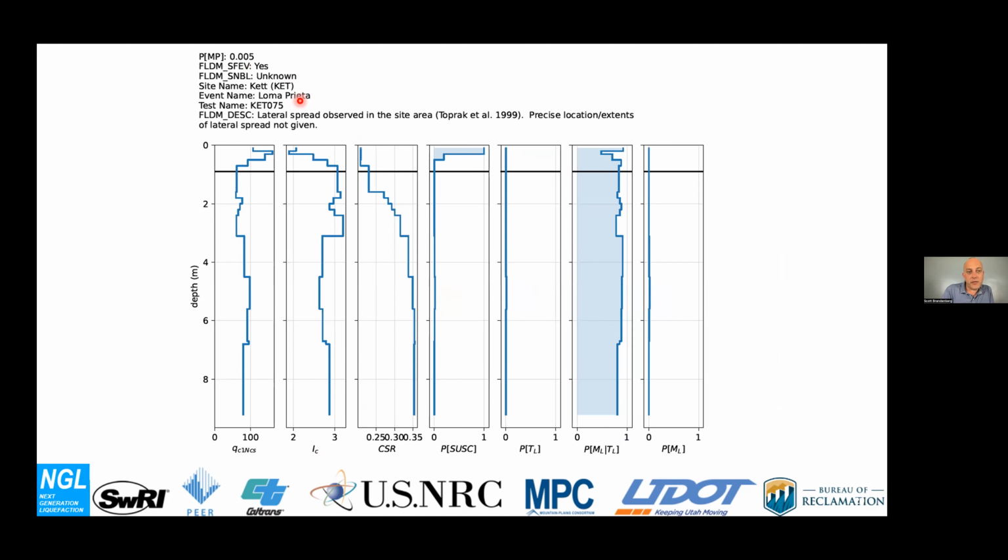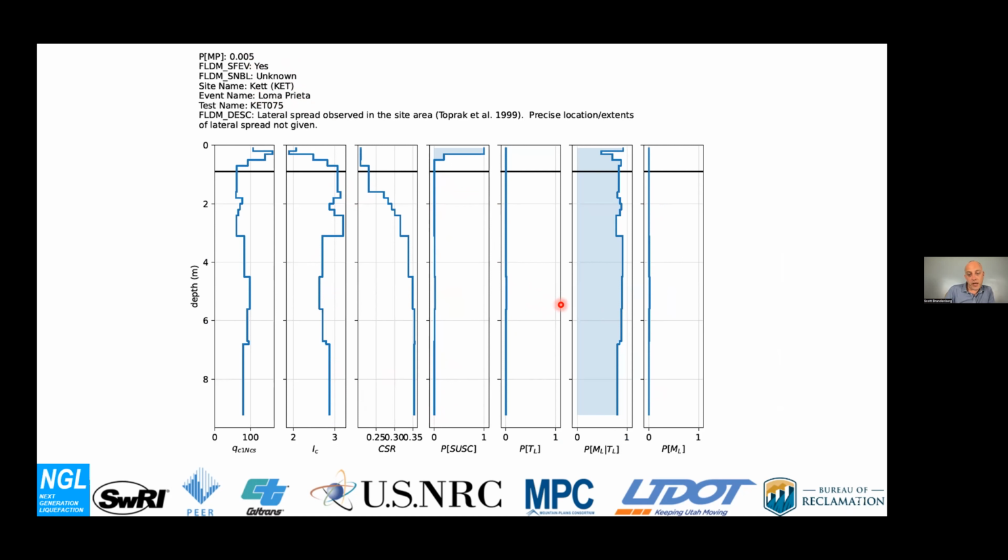And this is from, let's see, Kett and the Loma Prieta earthquake. And what you see is that the Ic values are all pretty high. So this is a profile of all clay-like material. There's nothing in this profile that's sand-like below the water table that would be susceptible to liquefaction. And so we end up with no probability of triggering, and so no probability of manifestation here, very, very low probability of triggering. So this was probably a cyclic failure of fine-grained soils, not a triggering of liquefaction of sand-like soil.